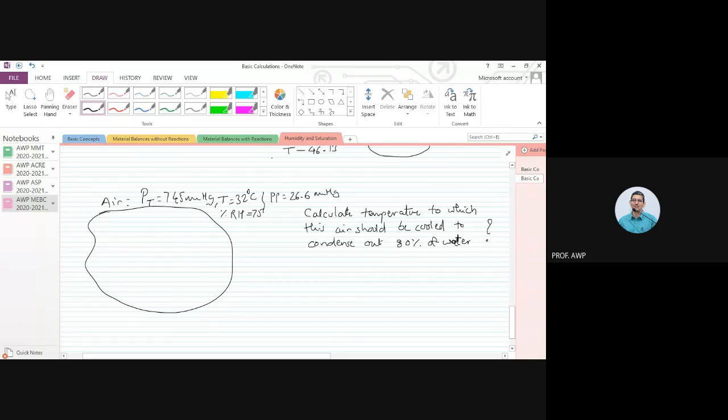Should I cool it to 5 degrees centigrade? Should I cool it to 25 degrees centigrade? Should I cool it to 15 degrees centigrade? Should I cool it to 17 degrees centigrade? What is that temperature to which I should cool so that 80% of the water vapor becomes liquid water? Okay, is the problem statement clear?